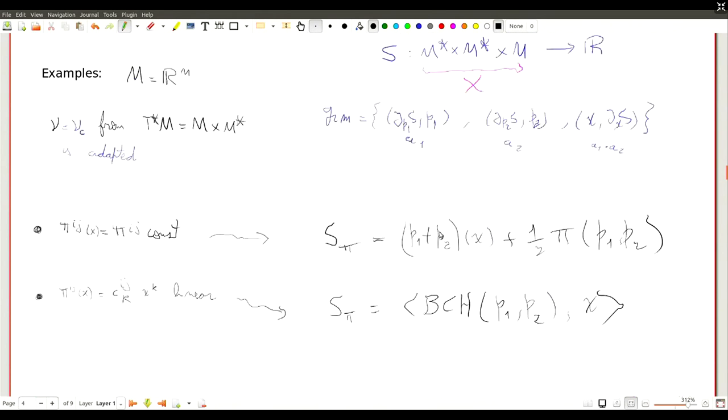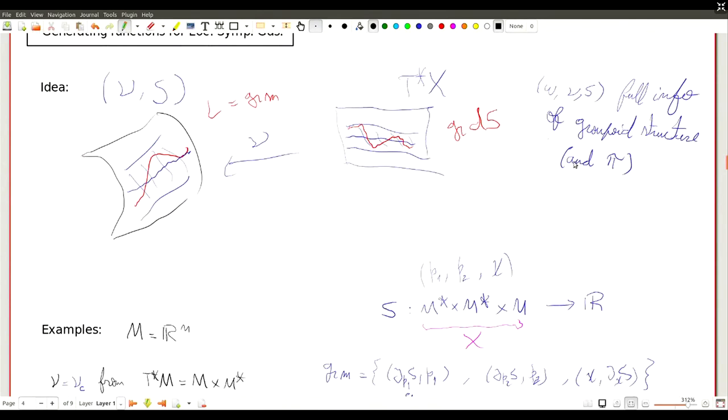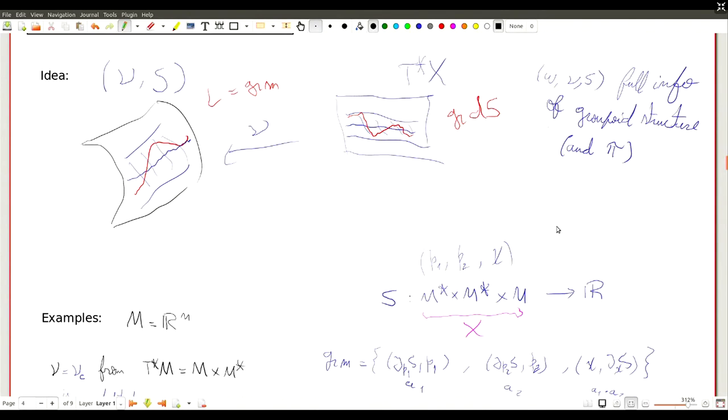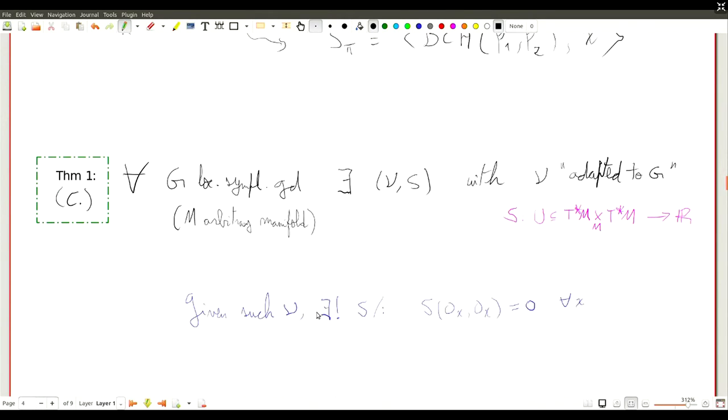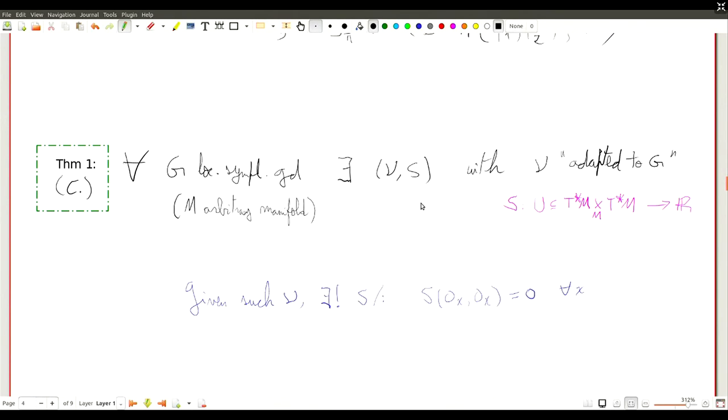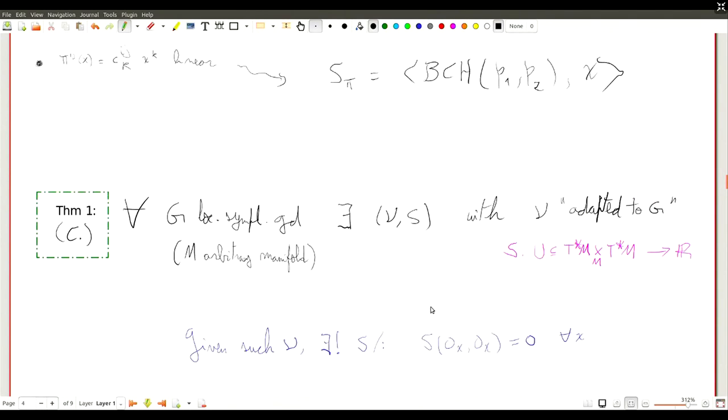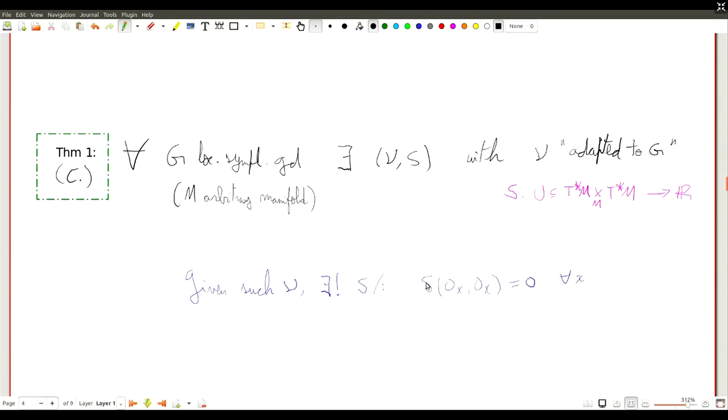So the general question is, do these things exist in general? Can you always find these generating functions? And the theorem is yes. I'm writing a paper about this, and this will be in this paper. For any local symplectic groupoid, you have nice generating function data. This doesn't have to be Rn; it could be any arbitrary manifold. And also, if you fix the framing, there is a unique such generating function which vanishes when the parameters are zero. So this is the first result: you can always find this generating function data around the units.